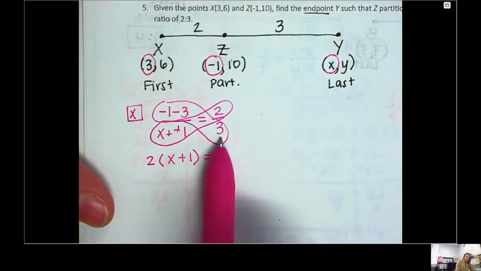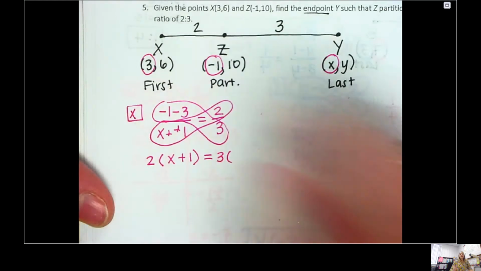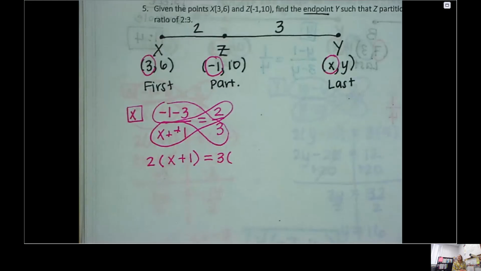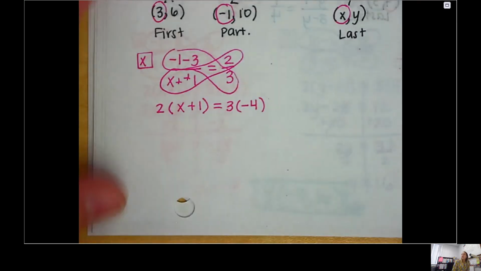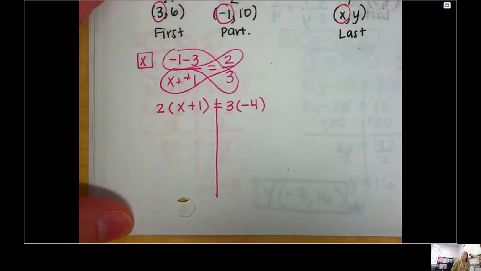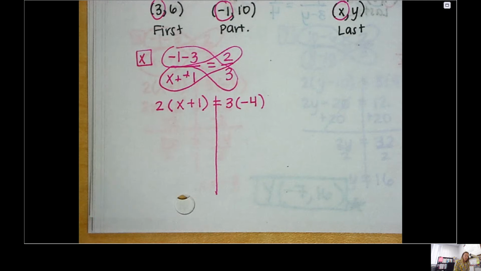Now I do the same thing over here. 3 is on the outside. Now, inside my parentheses, I could put -1 minus 3. It's -4. So now I don't have to distribute on the right. I only have to distribute on the left side, which makes my life easier. So this one's a little nicer.